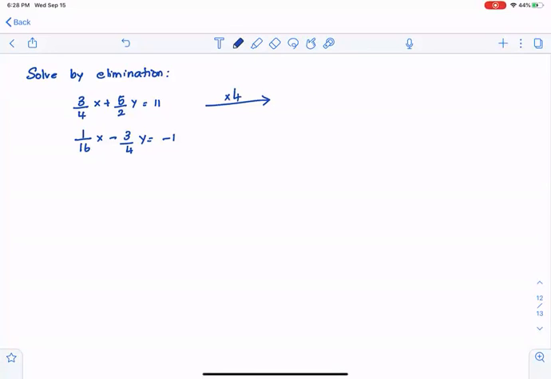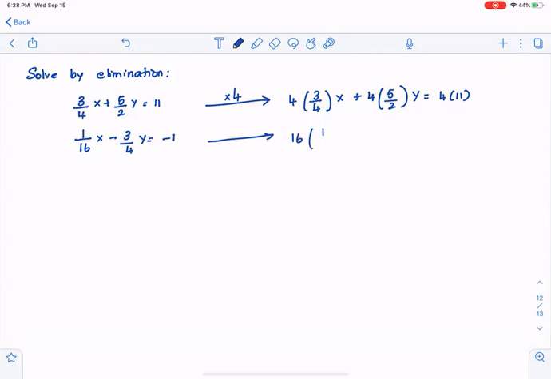Multiply by 4. So 4 times 3 over 4x plus 4 times 5 over 2y would equal 4 times 11. Second equation, again, I want to get rid of the bigger denominator. So multiply by 16 on both sides. 16 times 1 over 16x minus 16 times 3 over 4y equals negative 1 times 16.